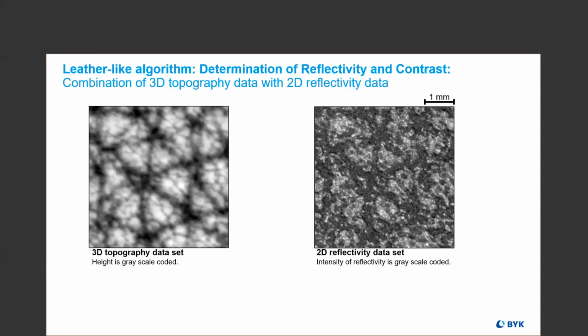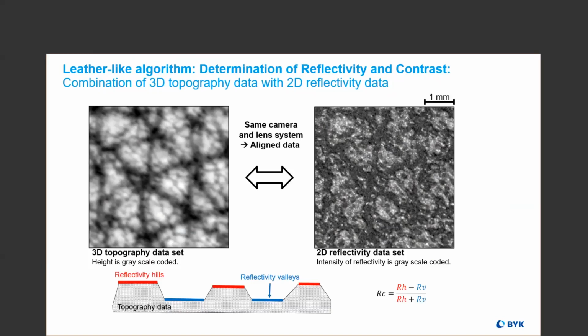We can combine those values to calculate the reflectivity contrast using this equation right here. So reflectivity contrast is just the difference between the reflectivity of the hills and the reflectivity of the valleys divided by the sum.